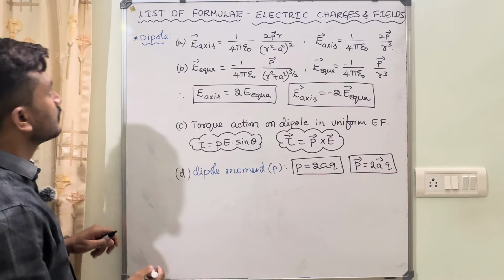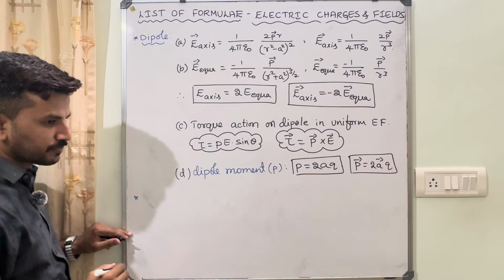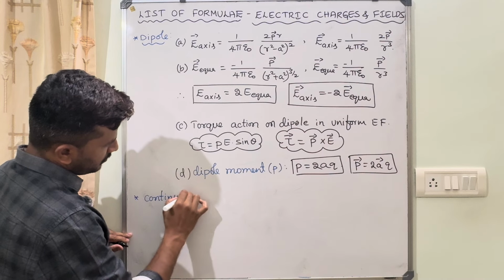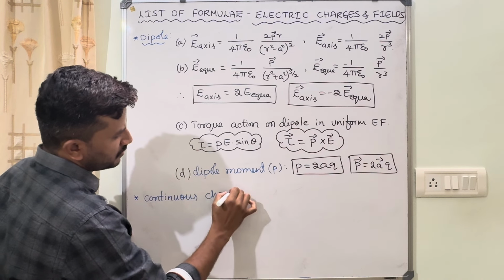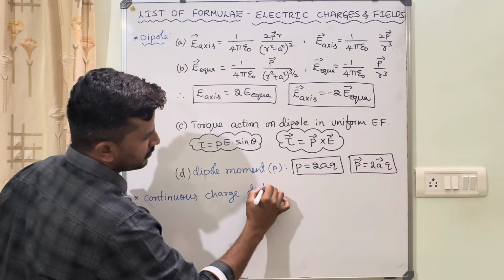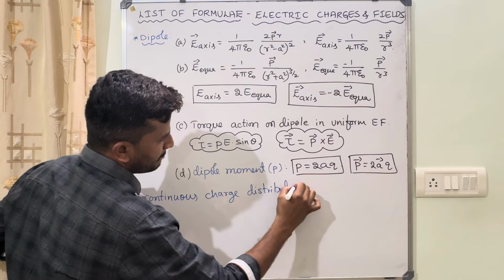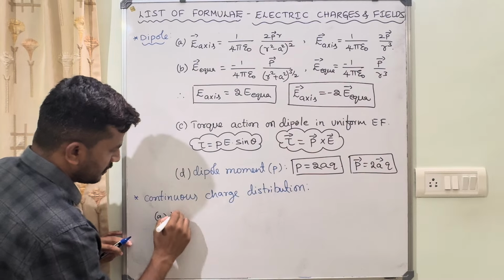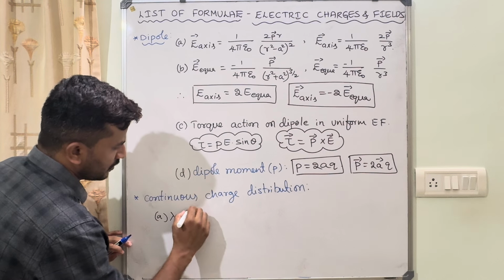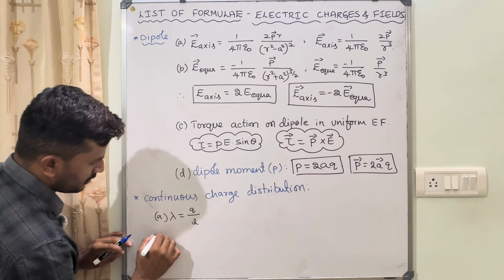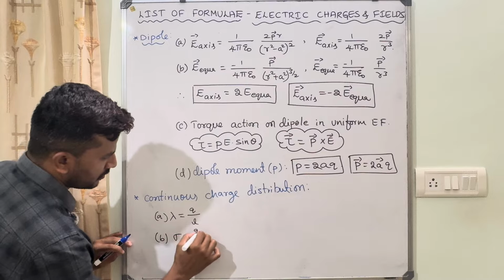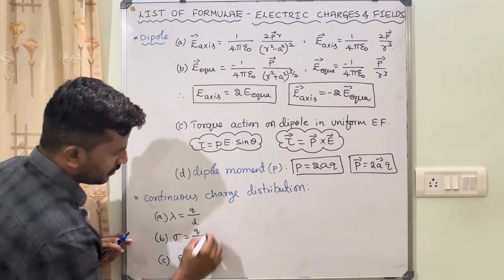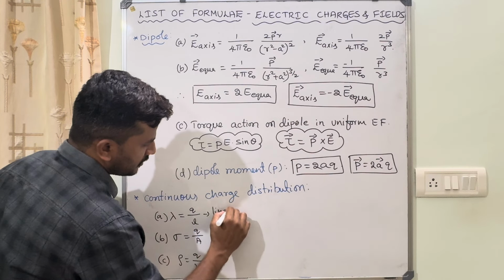Clear? Yes. We'll move to the next one, that is continuous charge distribution. In that we have 3 types. One is lambda is equal to charge by length. Second one is sigma is equal to charge by area. Third one is rho is equal to charge by volume. This is called linear charge density.